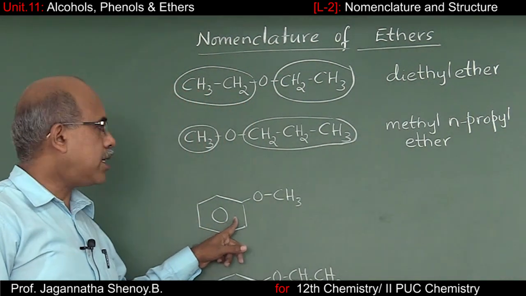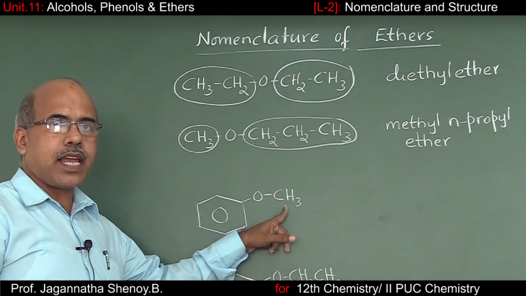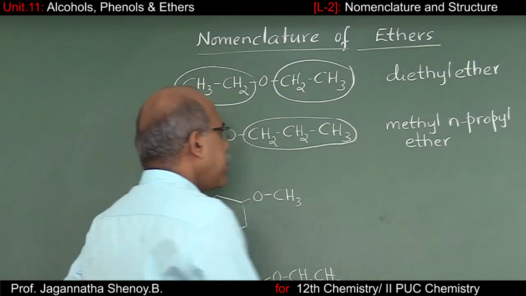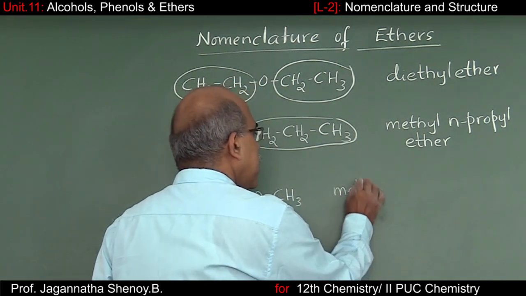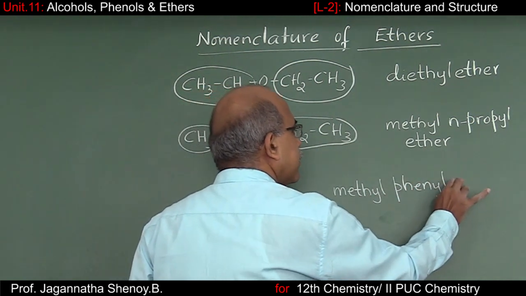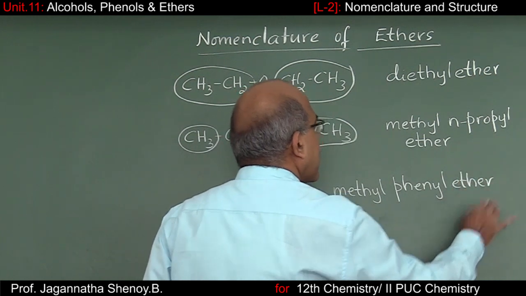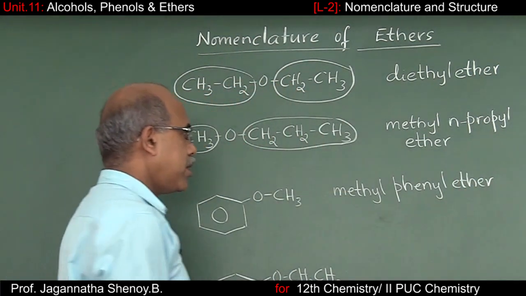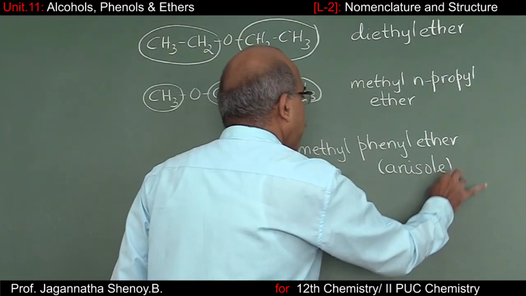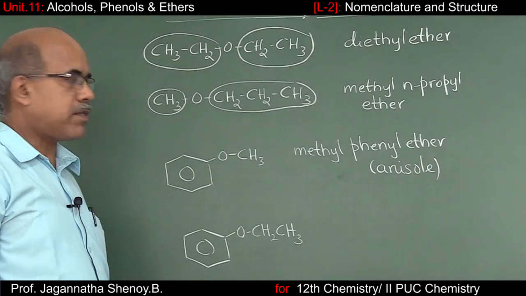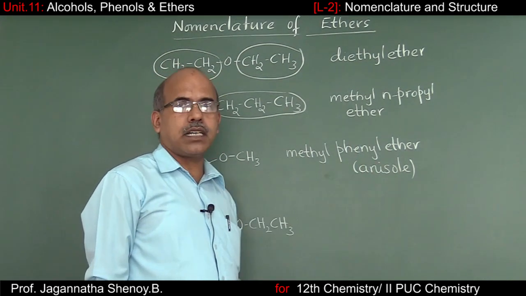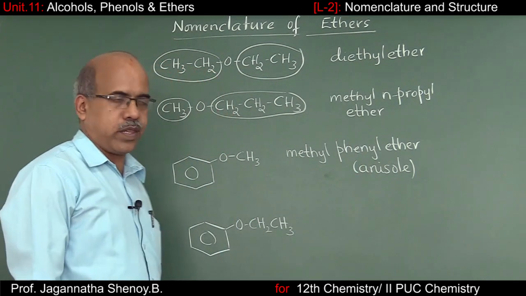This molecule, if you consider, on one side it's a methyl group, on the other side it's a phenyl group. So the common name of this compound is methyl phenyl ether. It has another common name. It is also called anisole. So both of them are common names for this compound. Remember, very important, methyl phenyl ether is also called anisole.